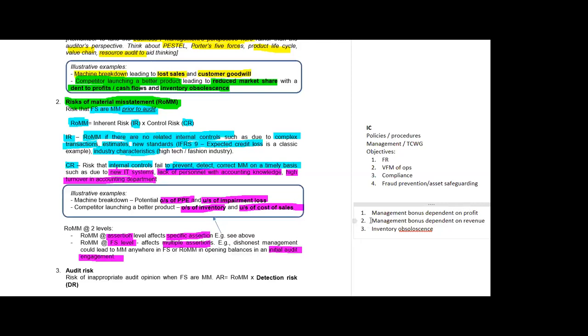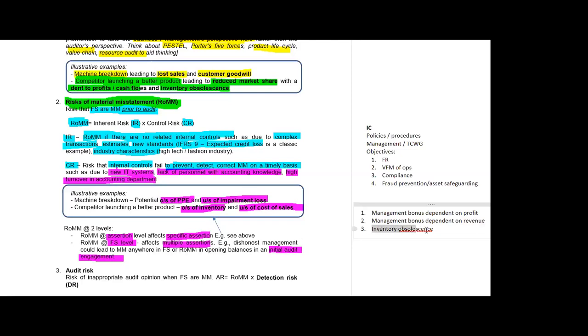For the second scenario, management bonus dependent on revenue, again this is the ROMM at FS level because while you can spot the component of the financial statements, that is revenue, which will be materially misstated, you cannot tell which of the many assertions pertaining to revenue would be materially misstated. So even if the management bonus is dependent on just one component of the financial statements, that is revenue, it would still be classified as a ROMM at FS level.